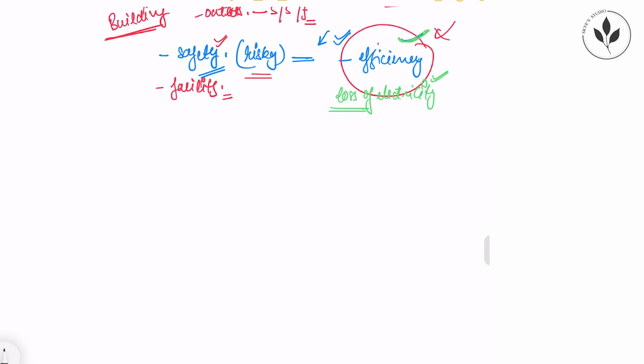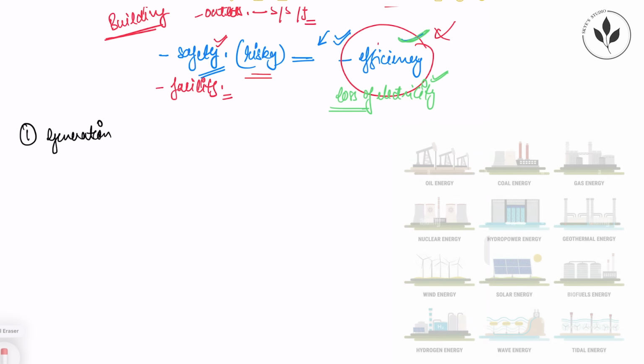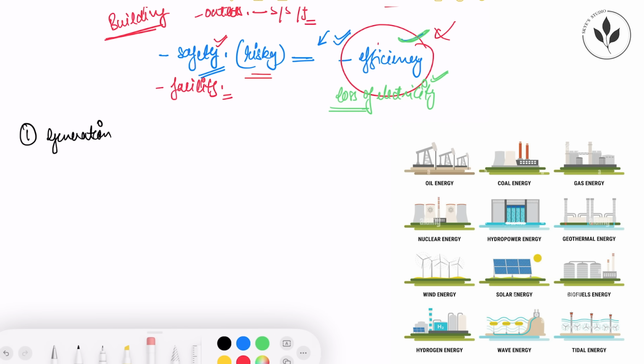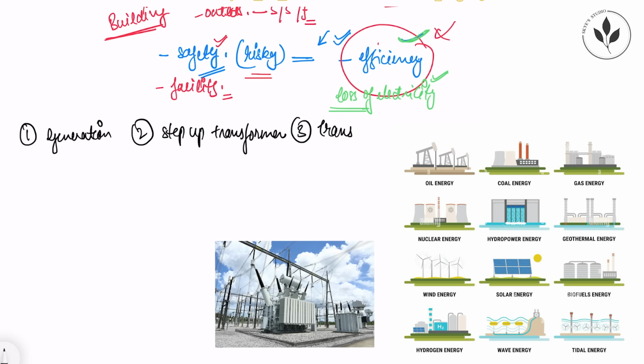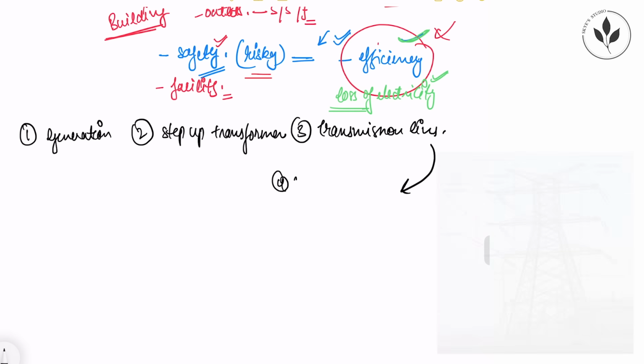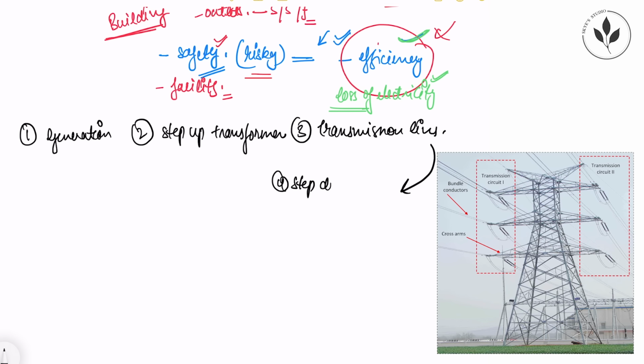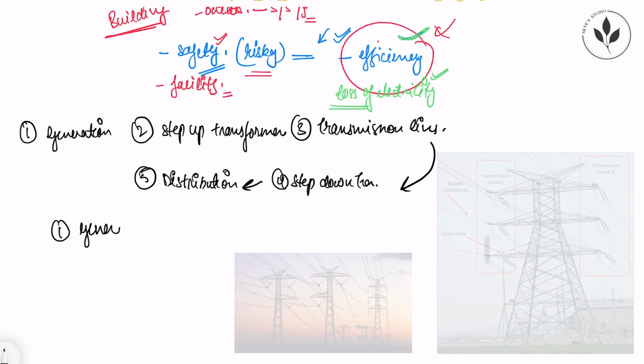Let me tell you about the steps first. The very first step is generation, which is done in our power plants. Then after generation comes the step up transformer, then we have transmission lines, then we have the step down transformer, and at last we have distribution. Let's start with generation first.